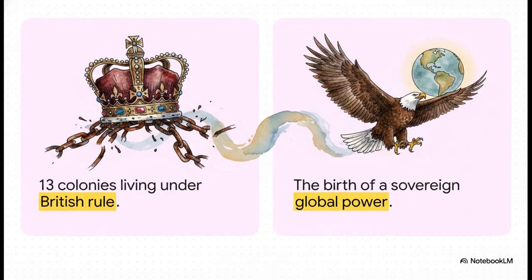The staggering scale of this transformation really just speaks for itself. In less than a decade, 13 individual colonies living entirely under strict British rule broke free and emerged as a completely sovereign entity. They successfully transitioned from colonial subjugation right into a unified nation, laying the groundwork to eventually become one of the world's most powerful countries.